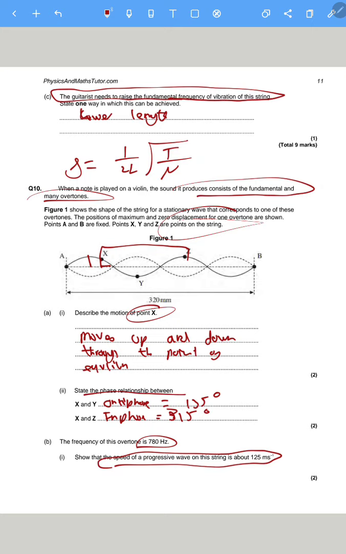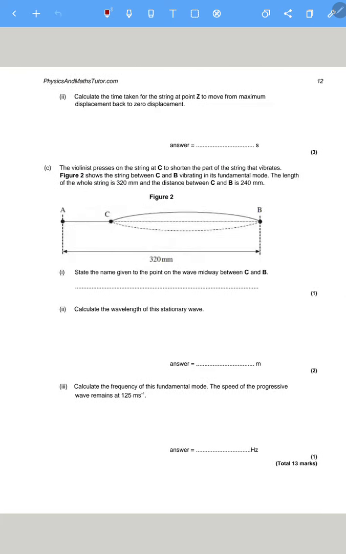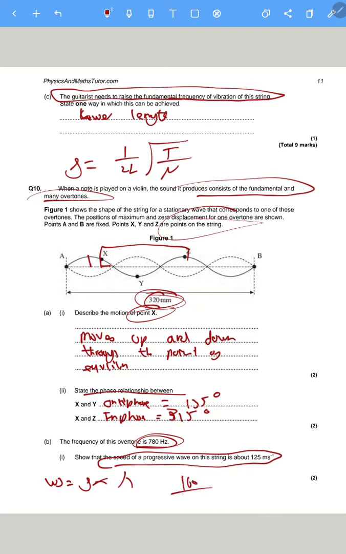So we know that the wave speed, the distance is that, and we know that that is the speed. So wave speed equals frequency times lambda. So one wave is 160 millimeters. 160 divided by 1000, first of all, times 780. So that is 160 over 1000 times 780 equals about 125.